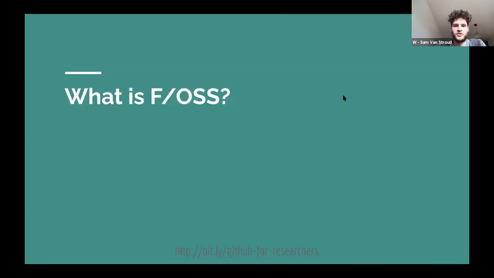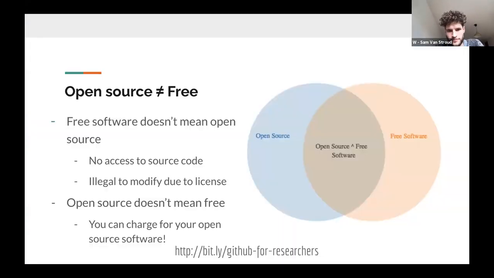So what is free and open source software, which is often abbreviated to FOSS or FLOSS? The first thing to recognize is that open source and free are not synonymous. You can have free software that is not open source. This is like freeware programs: you can download and run the program itself, but you're not given access to the underlying source code. It might also be illegal to modify the software due to the specifics of the license. Conversely, you can have open source software that isn't free. You can have licenses which charge people for the use or modification of your open source software. And where these two categories intersect is the free and open source software part of the Venn diagram. And this is really the gold standard for research software development.